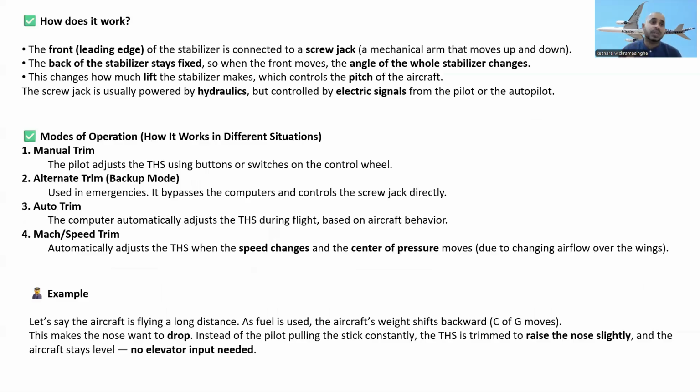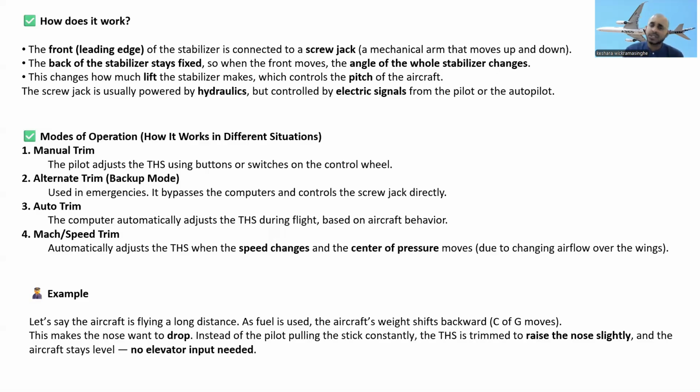So how does it work? The front leading edge of the stabilizer is connected to the screw jack, a mechanical arm that moves up and down. It is inside the tail cone. The back of the stabilizer stays fixed, and the front is moving. So when the front moves, the angle of the whole stabilizer changes. This changes how much lift the stabilizer makes, which controls the pitch of the aircraft. The screw jack is usually powered by hydraulics, but controlled by electrical signals from the pilot or autopilot.